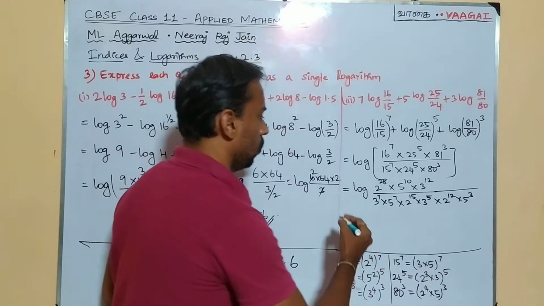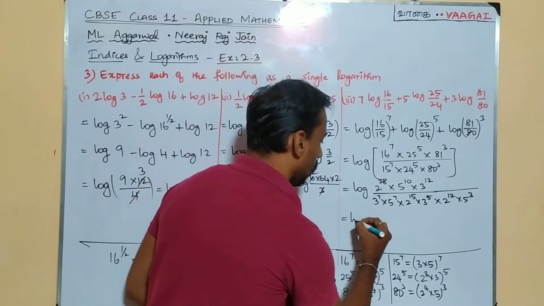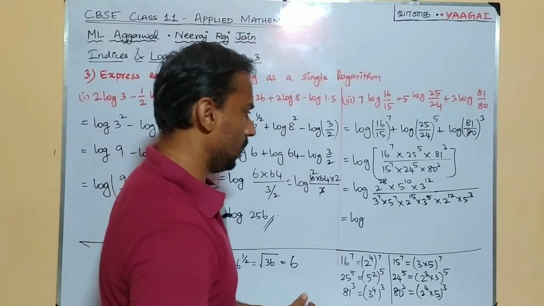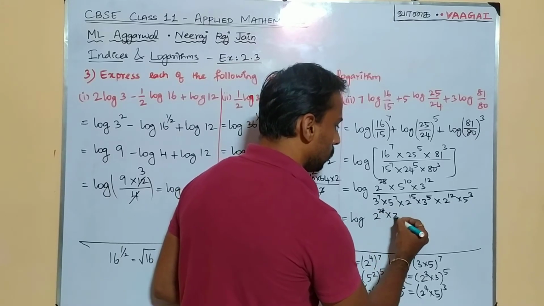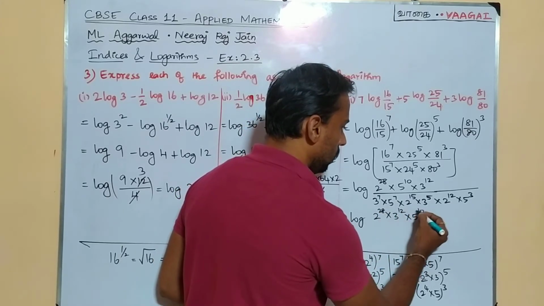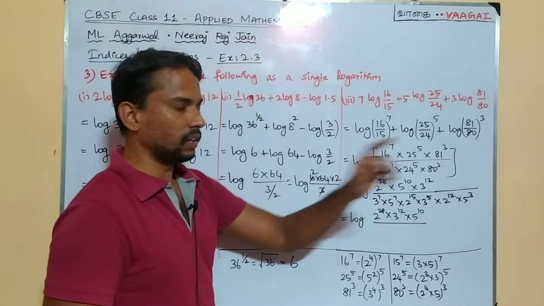Okay, done. Next what I can do here is log of, I can write this one as 2 power 28 into 3 power 12 into 5 power 10 divided by, and now here also we'll try to do the same thing.